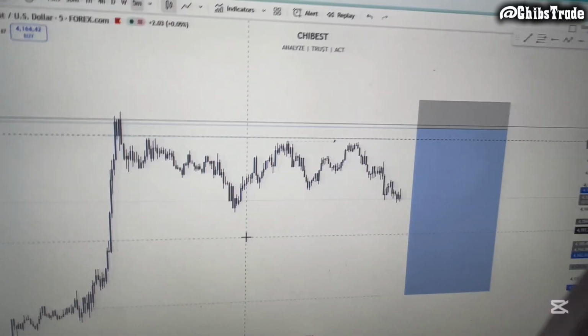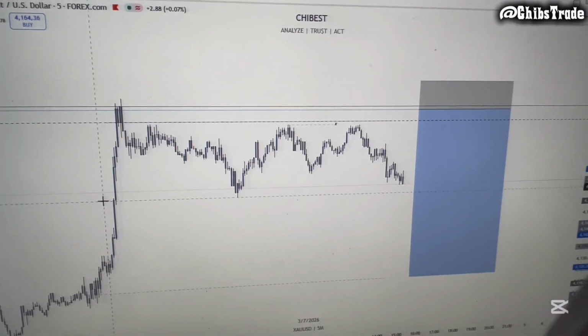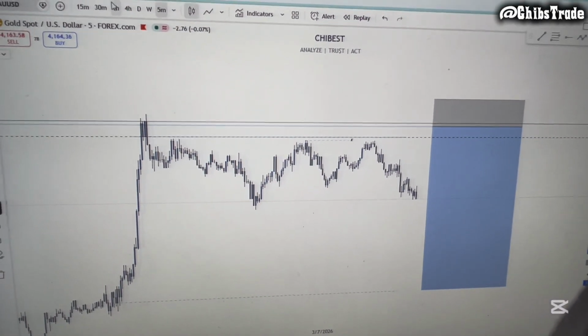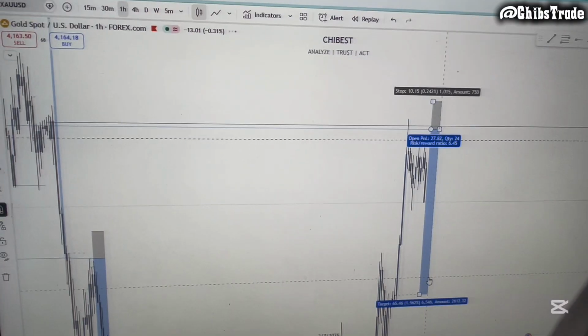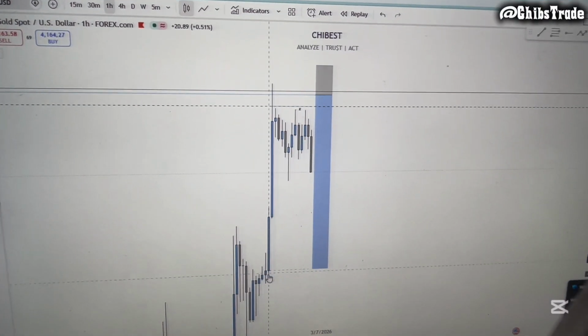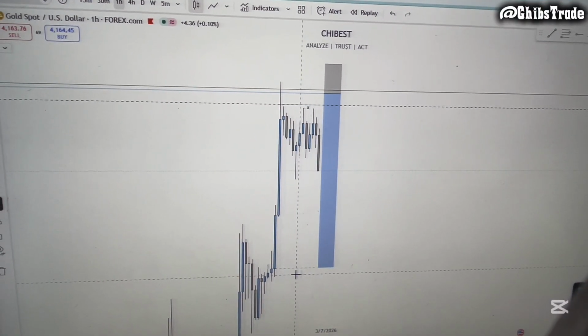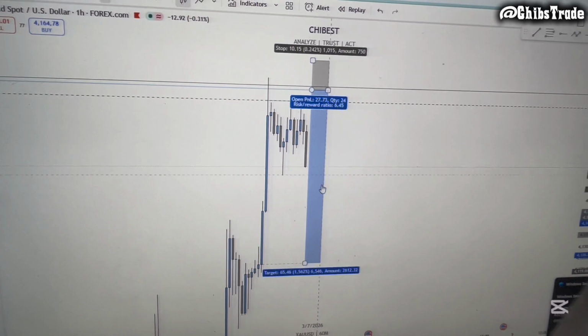I don't like those spikes and things. This is a good imbalance, a good long imbalance. I expected the market to come and fill it. So that's why I'm targeting here, because here is a good key level. Remember what I talked about in yesterday's video.